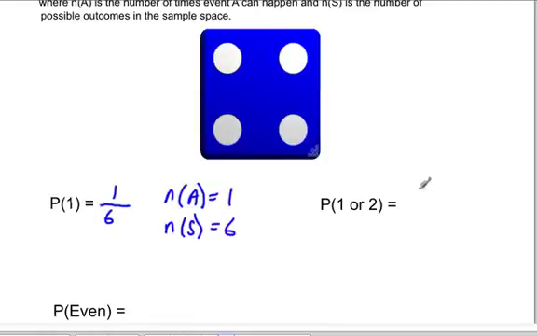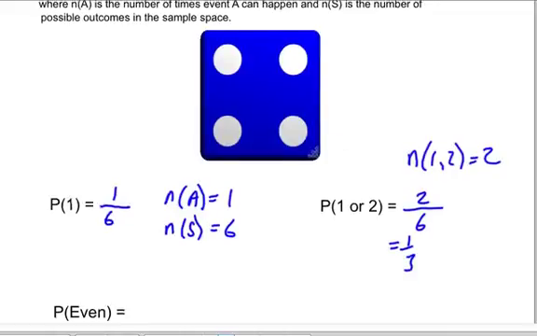Now, the probability of rolling a 2 or a 1: the number of ways that you can roll a 1 or a 2 is 2. So you could either roll a 1 or a 2. The probability then would be 2 over 6, because our sample space is still 6. So this is 1/3. In other words, you have a 1/3 probability of rolling a die and it coming up with 1 or 2. And that's theoretical.